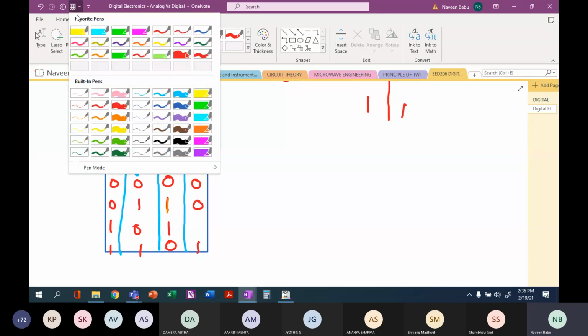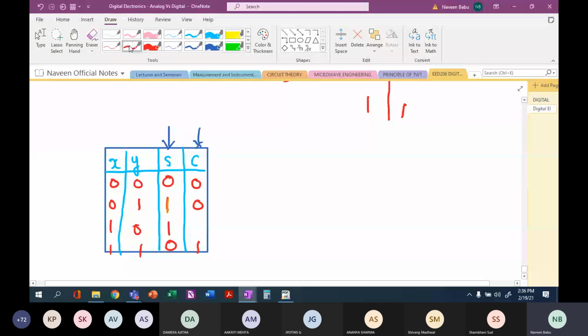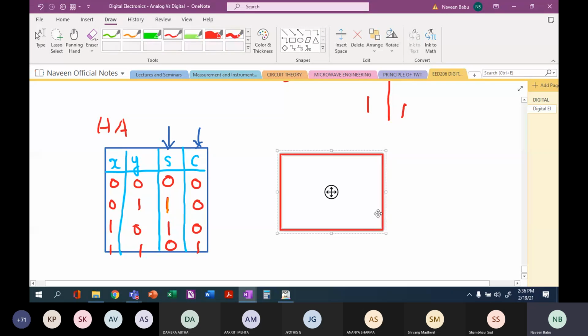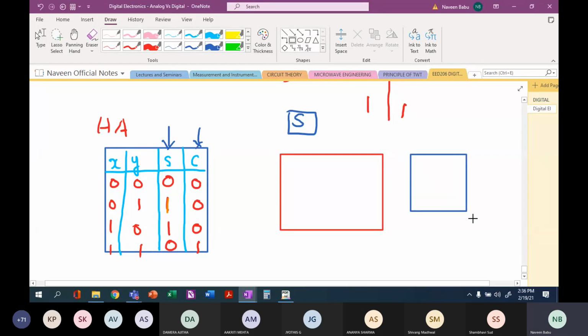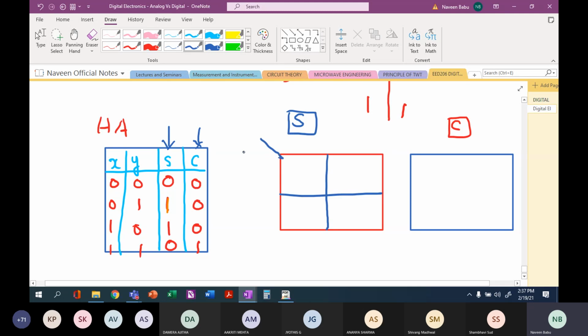Now, how do we draw the K map for this? For every output column, we must create a separate K map. This is the K map I'm going to draw for sum. Similarly, I will make one more K map for carry. Since I am working on sum, there are 4 input combinations, and it is a 2 variable K map. So I will have 4 matrix cells, one for X and the other for Y. This column corresponds to Y bar and this to Y. This row corresponds to X bar and this row corresponds to X.